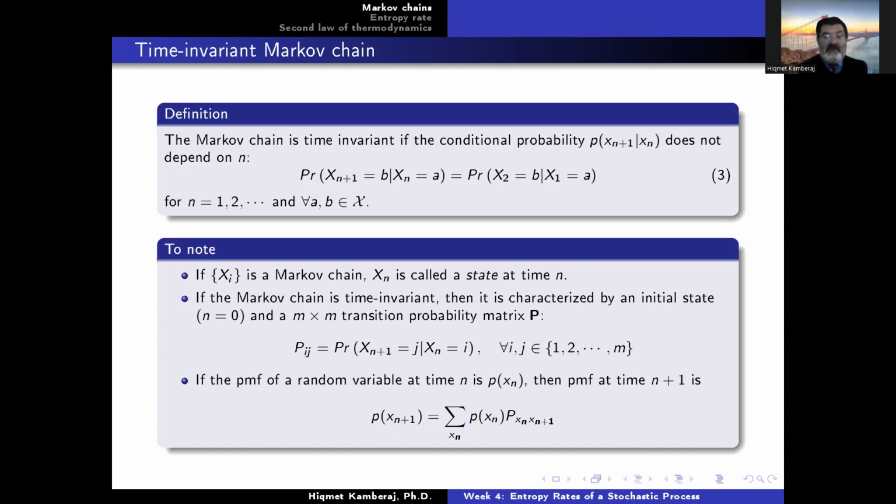If the PMF of a random variable at time n is P of xn, then the probability mass function at time n plus 1 is given as P of xn plus 1 equals the sum over all xn of P of xn times the probability of the transition from the state xn to the state xn plus 1.